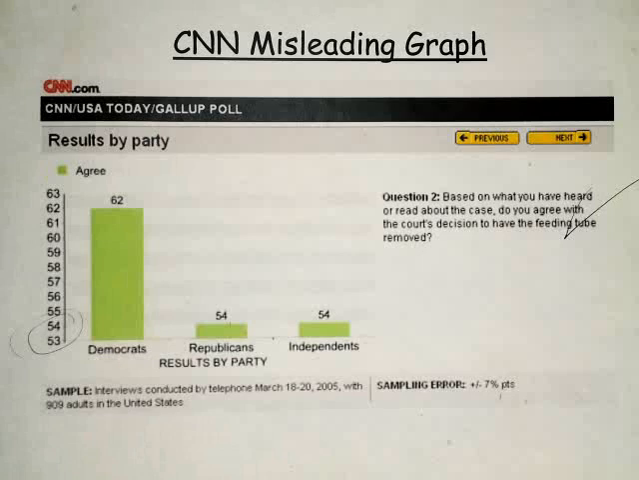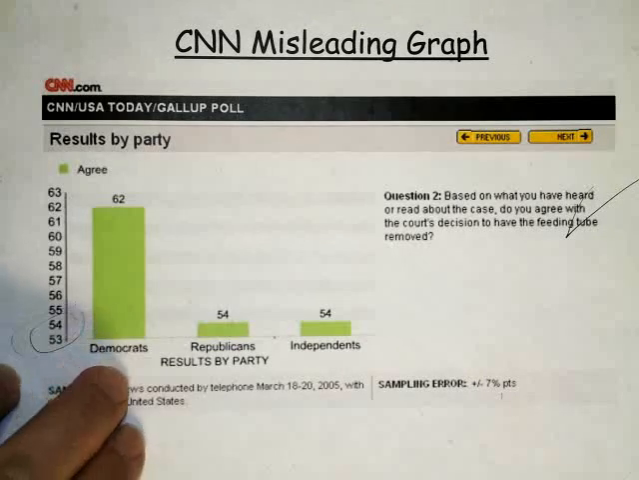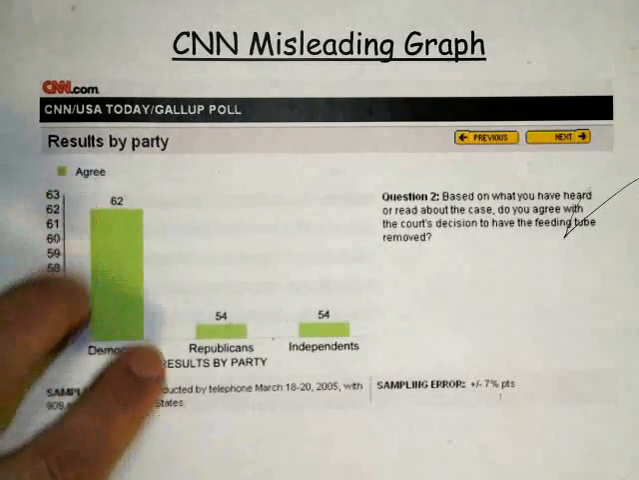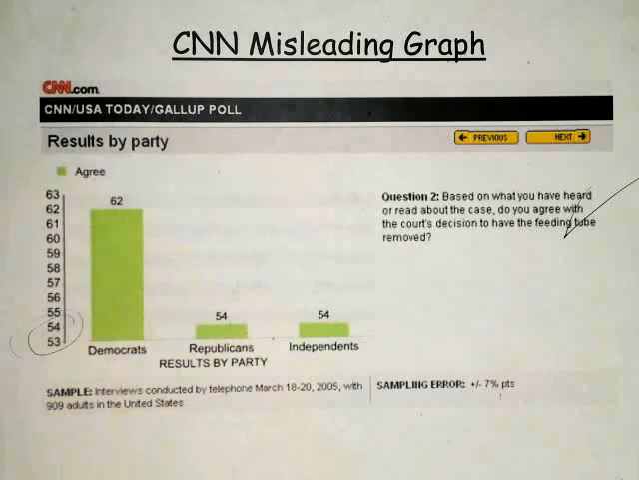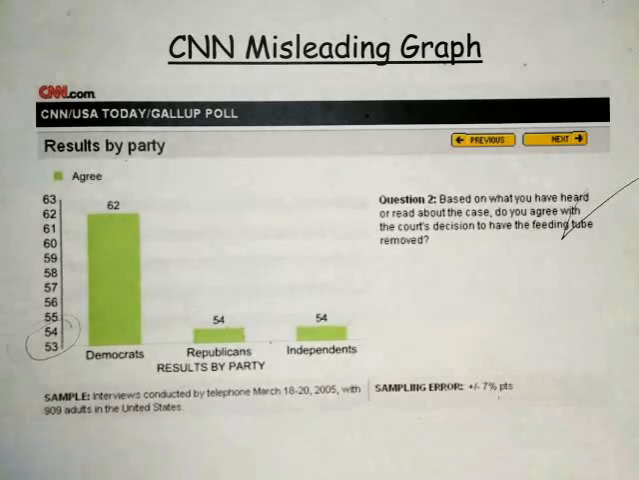But what this poll did is they contacted people, and they asked them, did you agree with the judge's decision? And obviously what this graph is wanting to show is that the Democrats overwhelmingly agreed with the decision, while the Republicans and Independents did not agree with the decision. So for whatever reason, they were wanting to show that the Democrats were much, much higher than the Republicans and the Independents. But this graph is misleading, and if you look real carefully, you can see why.